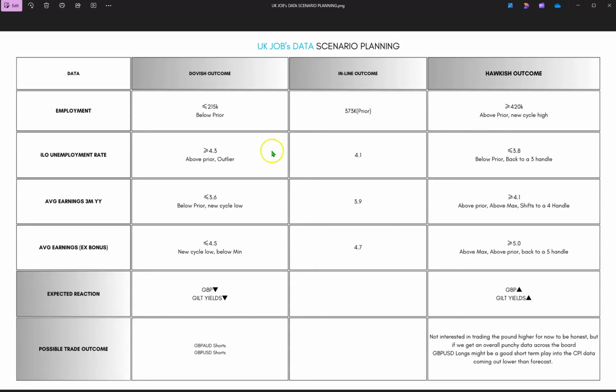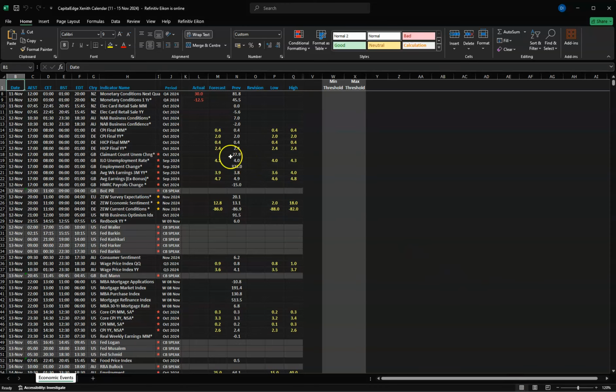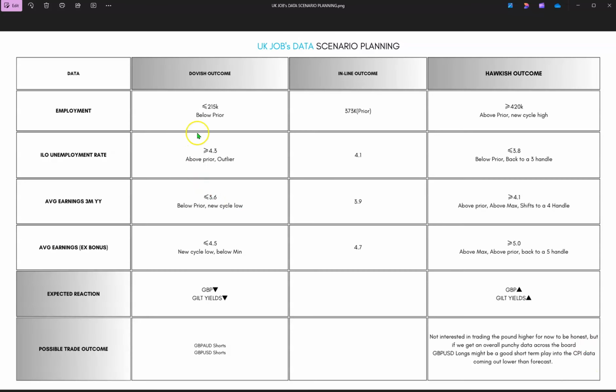So taking a look at the table and also taking a look at the in-line outcome, which is the forecast or the consensus, so to speak. So markets are actually expecting this to tick up from a 4.0 to a 4.1, which means markets are expecting an increase in the unemployment rate. And the minimum here is 4.0 and the maximum is 4.3. So let's take a look at what I want to see for a dovish outcome. So I actually went for 4.3 or above because the 4.3 is above the prior, which is at 4.0, and is also a clear outlier on the chart.